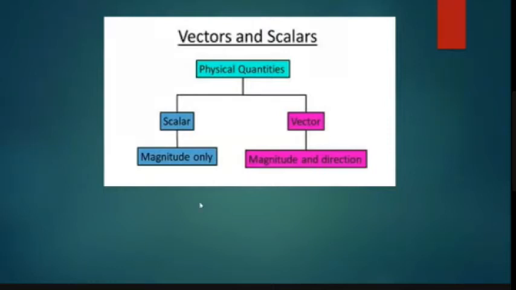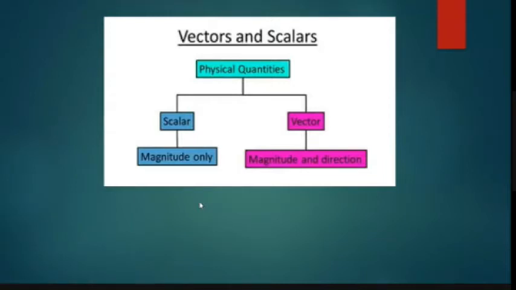All the physical quantities in physics are classified into scalars and vectors. In simple language, actually, we will change the definition afterwards. But for the time being, you can understand that scalars are physical quantities which have magnitude only, and vectors are physical quantities which have magnitude as well as direction.